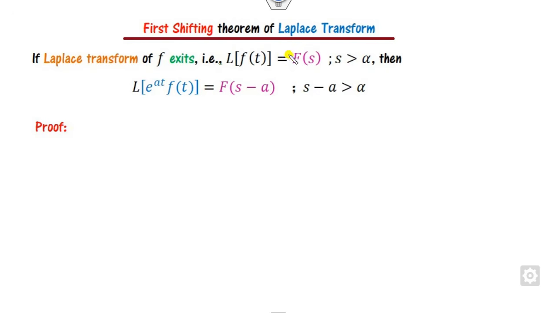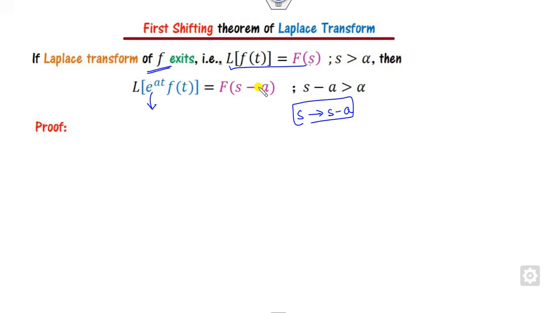So the first shifting theorem of the Laplace transformation says: if the Laplace transformation of f exists, that is, this condition holds, then you can find the Laplace transformation of the exponential part by simply replacing s with s minus a. What is the physical significance of this? How can we solve that?